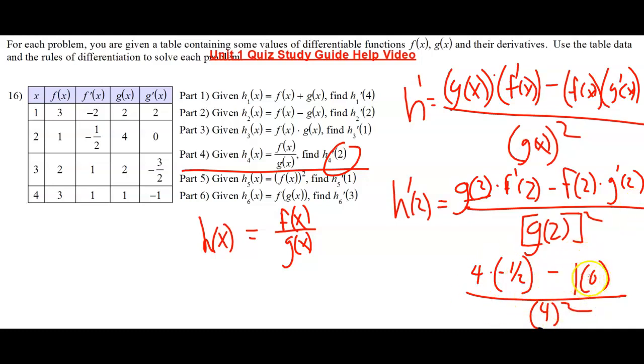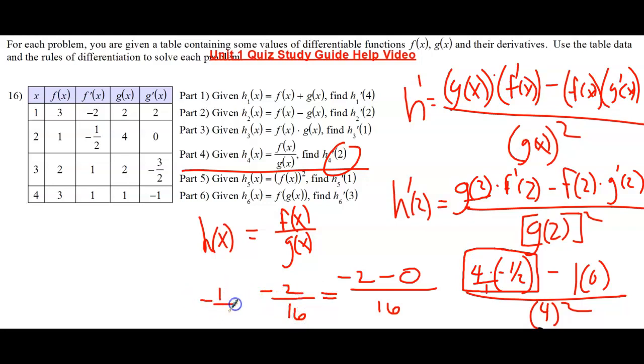Now we just got to simplify. 4 times a negative half. Think of that as 4 over 1. 4 times a negative 1 is negative 4. 1 times 2 is 2. So I have negative 4 over 2, which simplifies to negative 2. 1 times 0 is 0. And 4 squared is 16. So I end up with negative 2 over 16, which reduces to negative 1/8 as a final answer there.